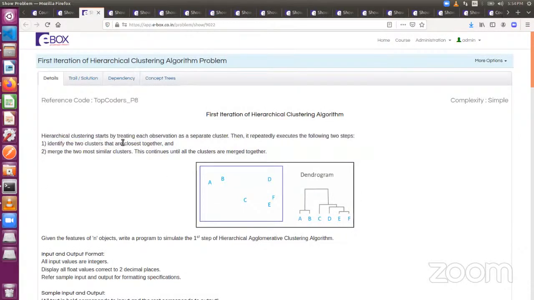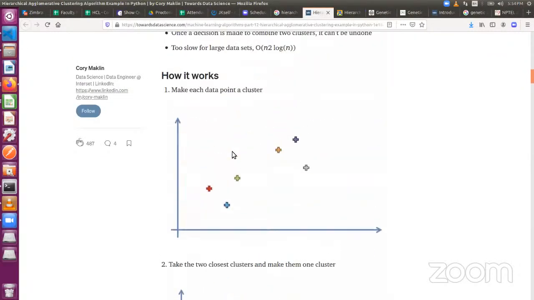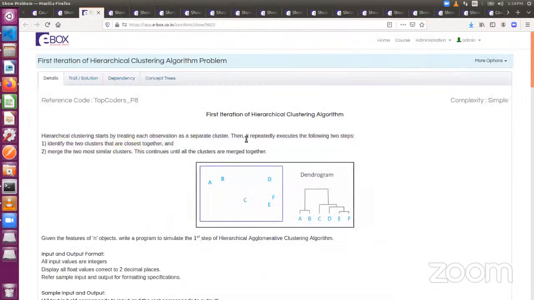So hierarchical clustering starts by treating each observation as a separate cluster. So if 6 points are there, all these 6 points are individually considered as clusters. So cluster 1, cluster 2, cluster 3, like that. Okay, then it repeatedly executes the following 2 steps. The first step is to identify the 2 clusters which are closest together and merge the 2 most similar clusters, that is the closest clusters. Okay, this continues until all the clusters are merged together.